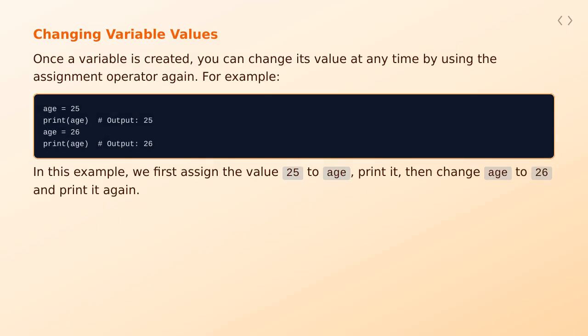Next, changing variable values. Once a variable is created, you can change its value at any time by using the assignment operator again. For example, see the example on this slide. Pause if you want to study the details. In this example, we first assign the value 25 to age, print it, then change age to 26 and print it again.